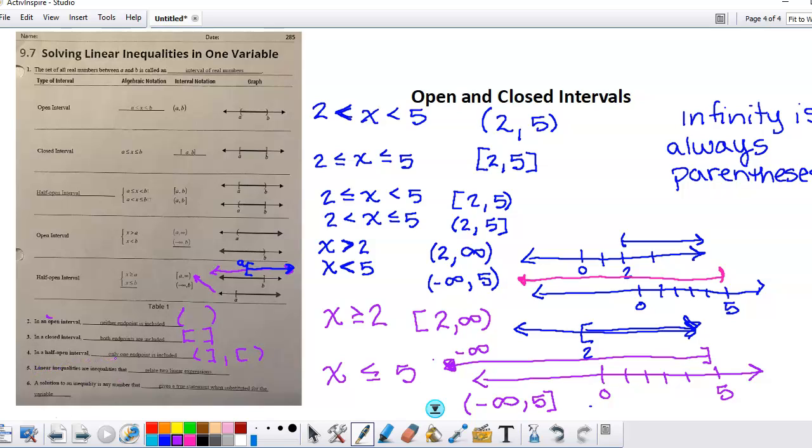Linear inequalities are inequalities that relate to linear expressions. A solution to an inequality is any number or list of numbers that gives you a true sentence when substituted for a variable. So as I said, I'll include this handout.